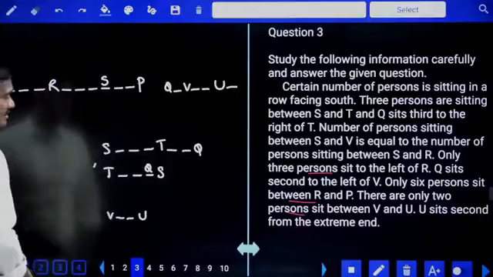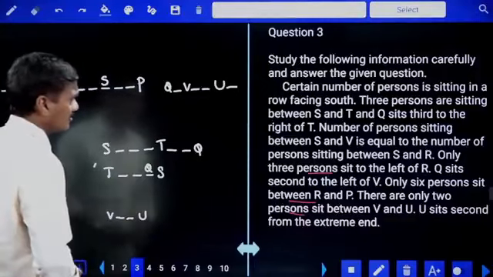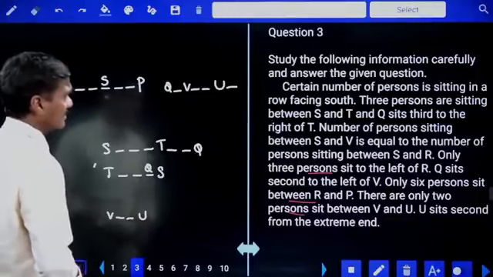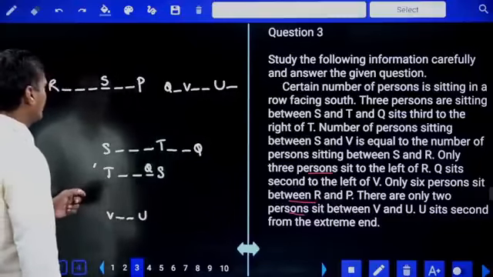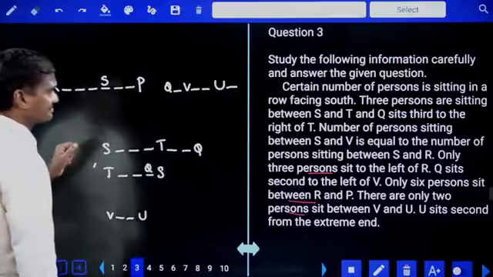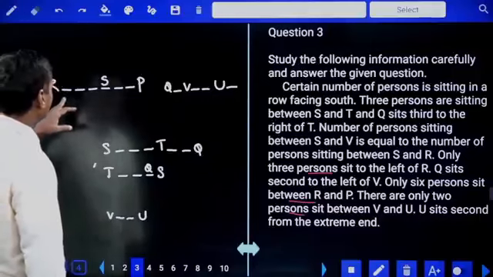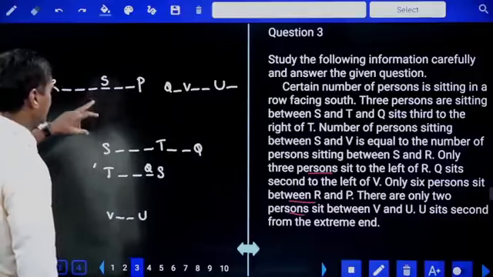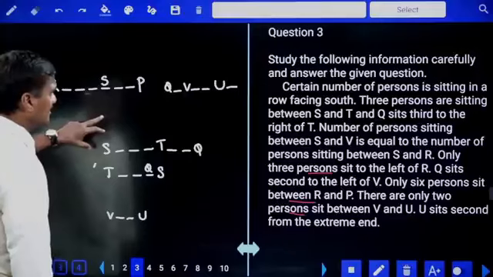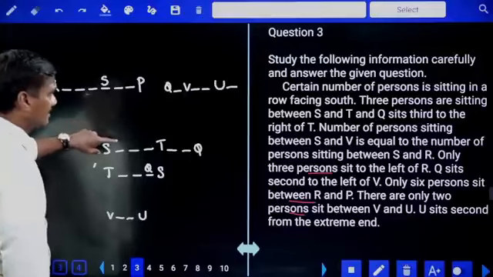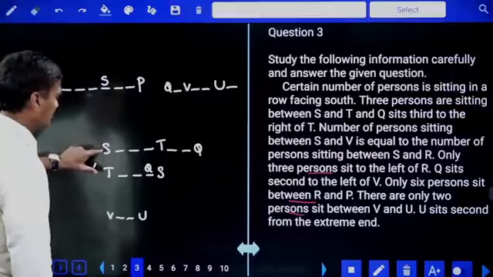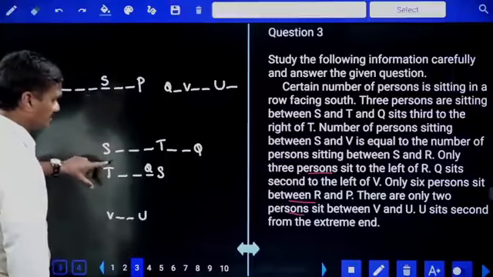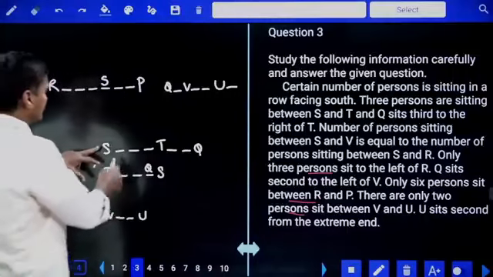And only 3 persons sit to the left of R. Number of persons sitting between S and V equals S and R. And 3 persons sitting between S and T. Now 3 in between S and T. Q sits third to the right of T. Hence we have 2 different possibilities. Now S T or T Q S. Now if you have started S at this place.